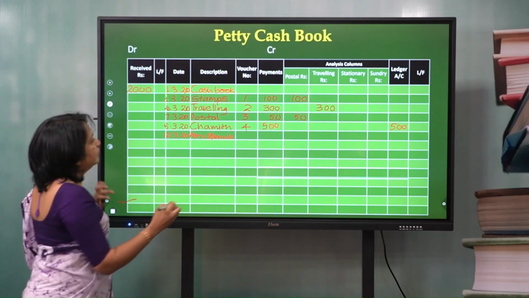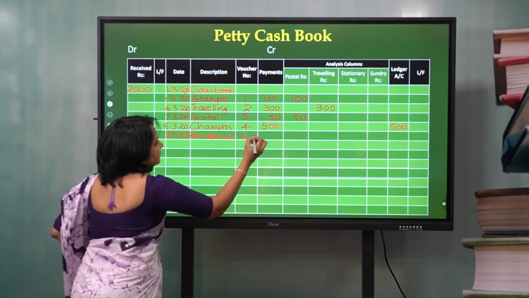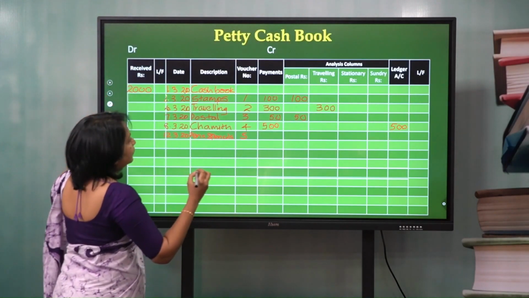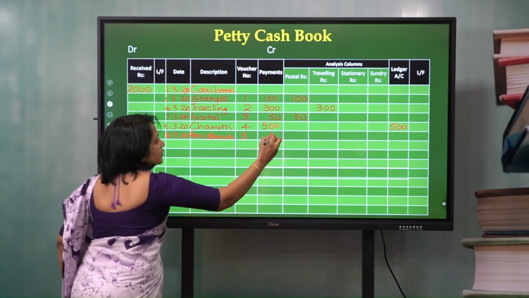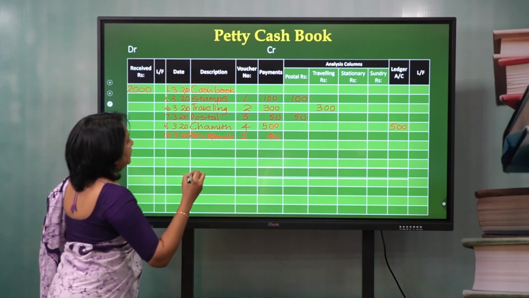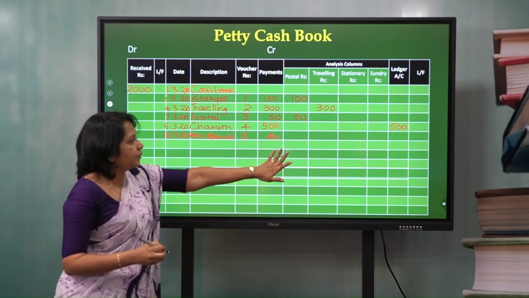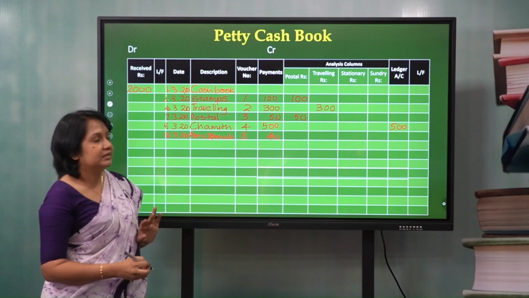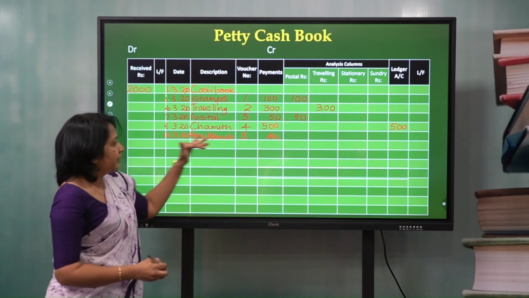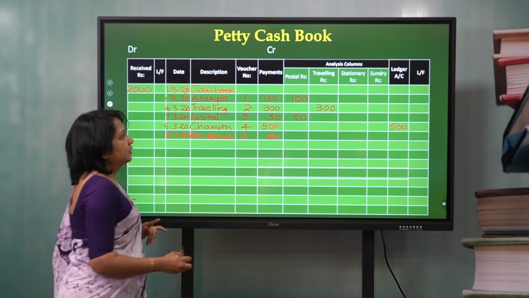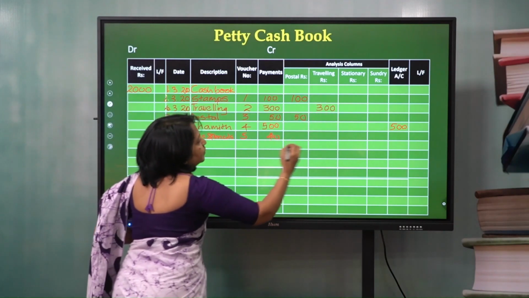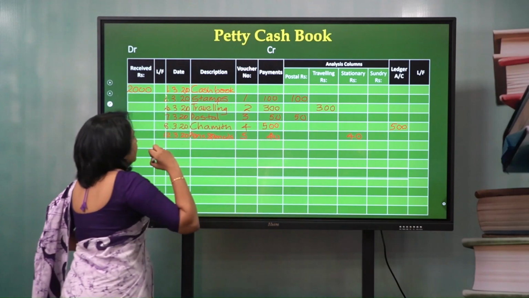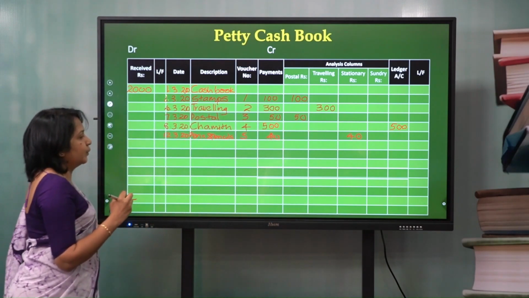So we can record voucher number is number 5 and they have spent rupees 40. So pens and pencils expenses we can't write on postal or traveling. So we have to open a new column named stationery expenses. And we have to record this 40 under that column. So stationery expenses column is here. So we can write this 40 rupees here. Then that transaction is also over now.